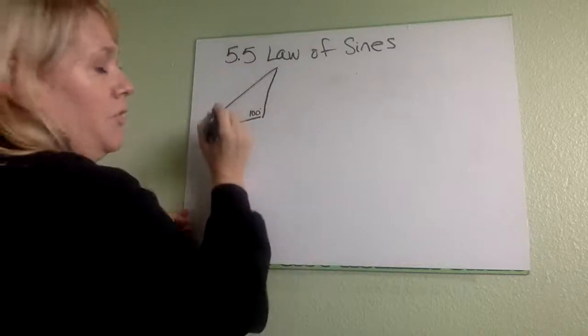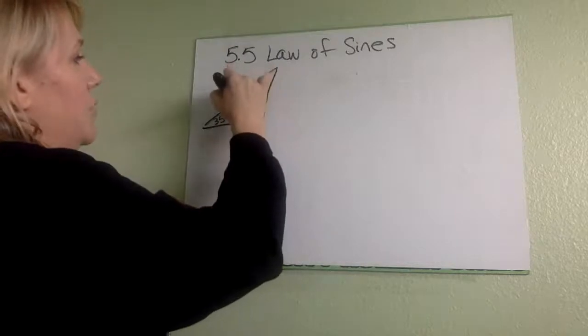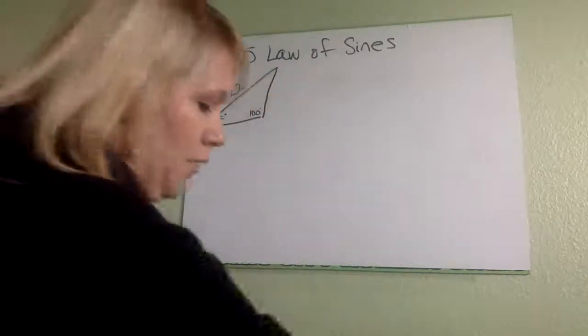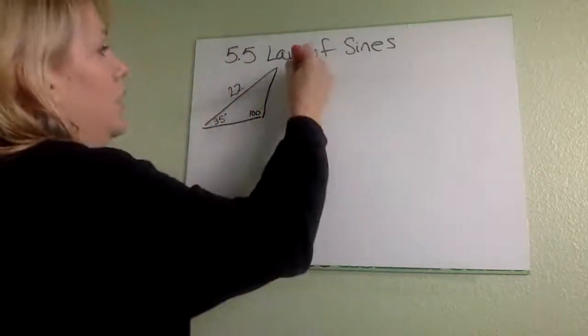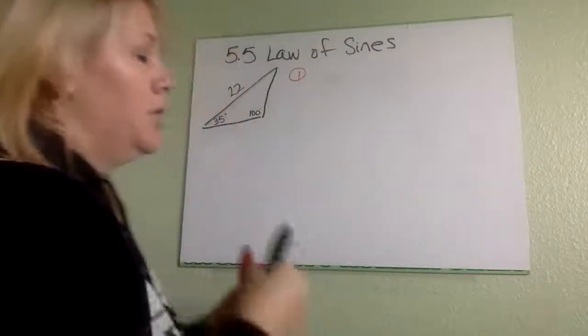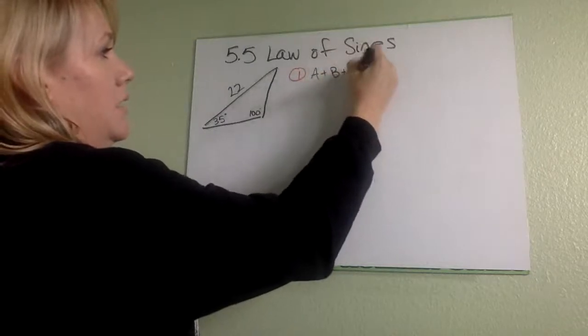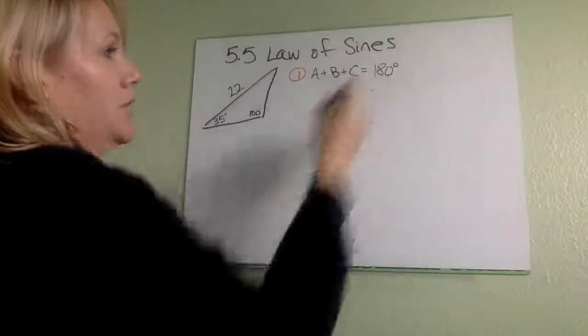So that's 100 degrees. This is 35 degrees, and then the side opposite of 100 is 22. So our first step would be the easy thing, which is to solve for that third angle. So we know the three angles in a triangle have to add to equal 180 degrees, right?